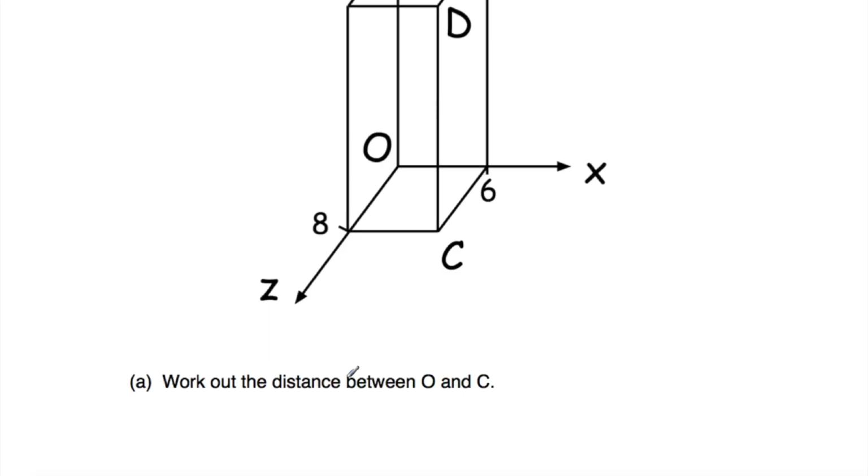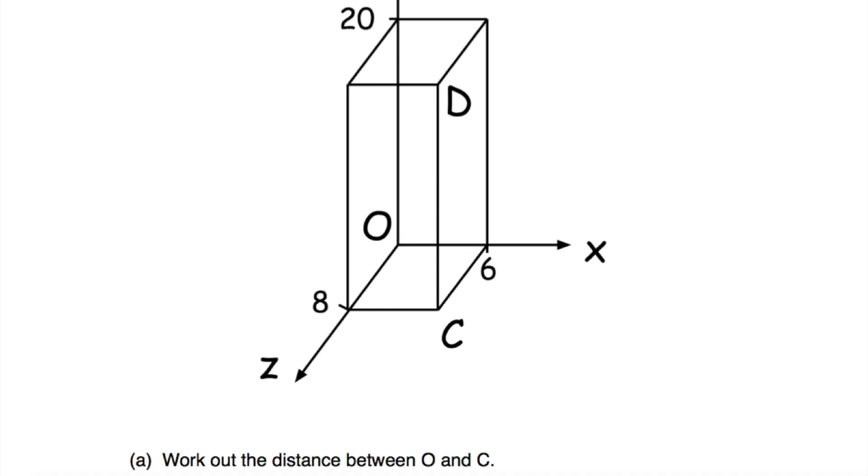Part A says, work out the distance between O and C. So we want to find the distance between O and C. Let's join them up. We want to find the length of that line. If we have a look, the base is a rectangle, so that means that's a right angle there. And it means we're going to be using Pythagoras' theorem. Because to get from O to this point here, we're going to be going 6 across.